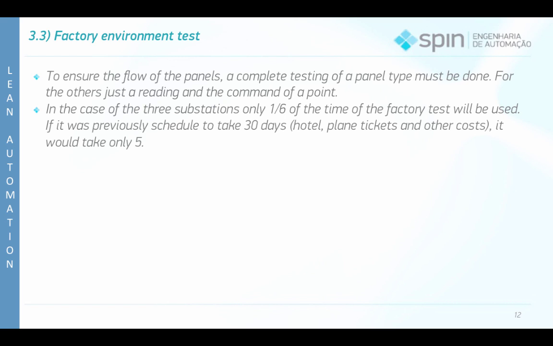During factory tests, for each relay of a panel, we need to confirm the address and the program that was loaded into it. We do this by successfully reading a relay tag. We then test the panel terminal that interfaces with the field. In the case of our 3 substations, we would spend only 25% of the time that is spent by a conventional method.